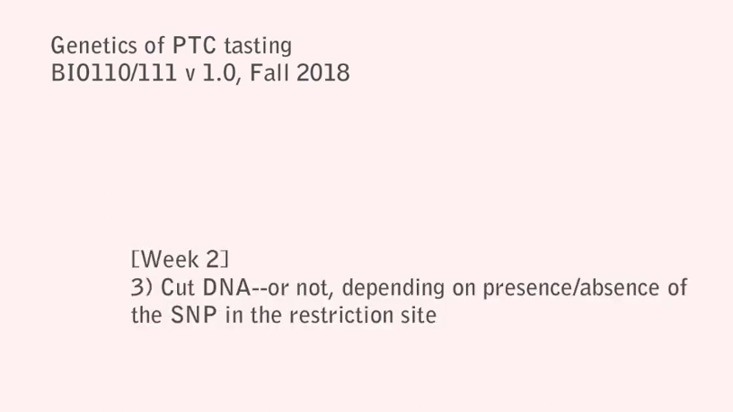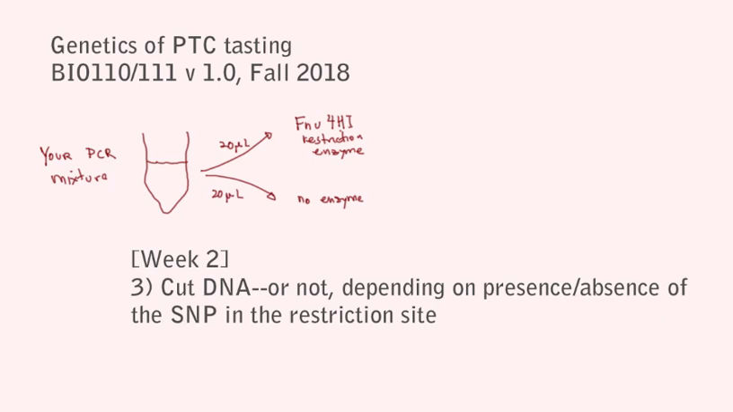Steps 3 and 4 come in the second week of laboratory. You'll get your PCR mixture back, and then you'll take 2 samples of 20 microliters. This is a really, really small volume. And to one, you'll apply the restriction enzyme FNU4HI, and the other one won't get the enzyme treatment.